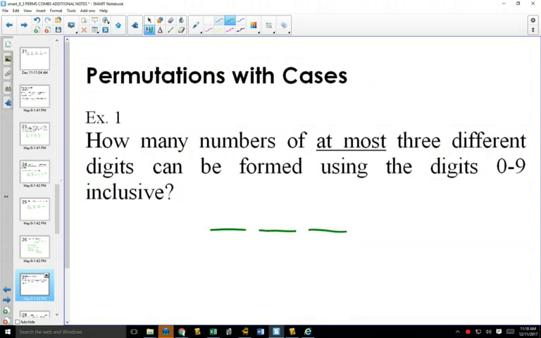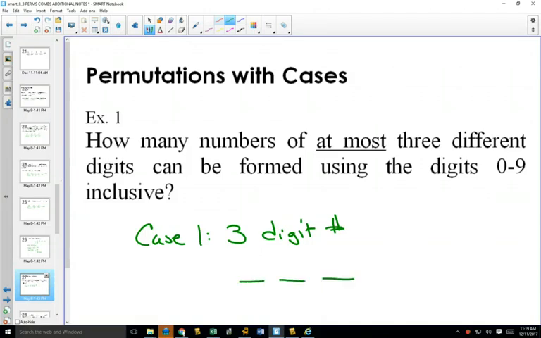I could have 3 digits, I could have 2 digits, or I could have just 1 digit. And I can't count those all at the same time because they're different sizes. So once you realize you can't count something all at the same time, you break it up into your different cases and you do a little description of what case 1 would be. So let's say we want to start with our 3-digit number. So you would draw your 3 spaces for your 3 digits.